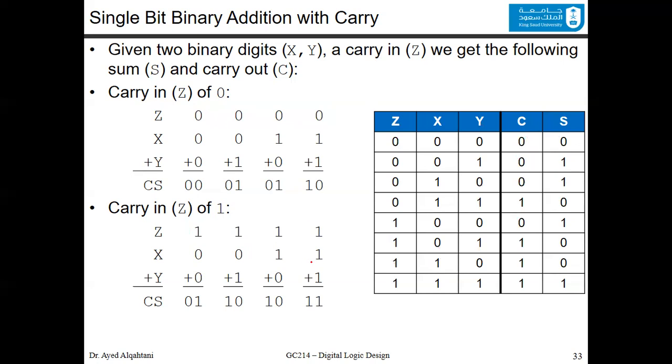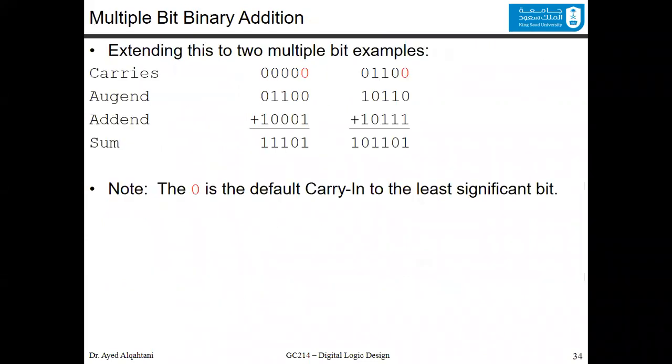how to add? Same idea. 0 plus 0 plus 1, it's 1 and the carry is 0. 1 plus 0 plus 1, this is the interesting case that we just discussed, 0 and 1. 0 plus 1 plus 1, 0, and the carry is 1. Now, this is the case that corresponds to the last line here. So it's 1 plus 1 plus 1, which is 3: 1, and the carry is 1. Okay. So that's a single bit binary addition with carry.